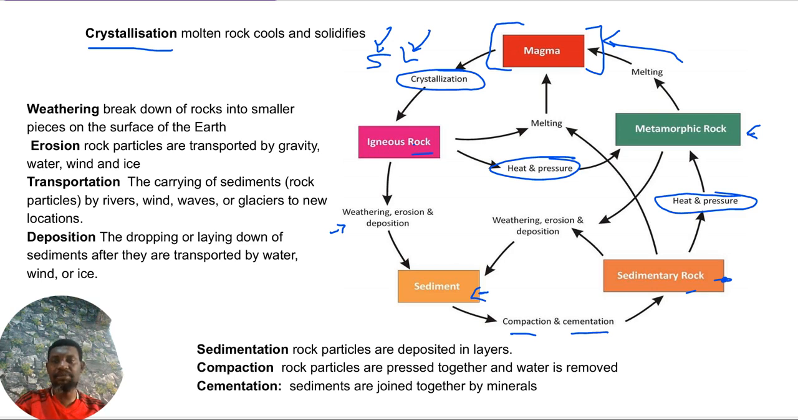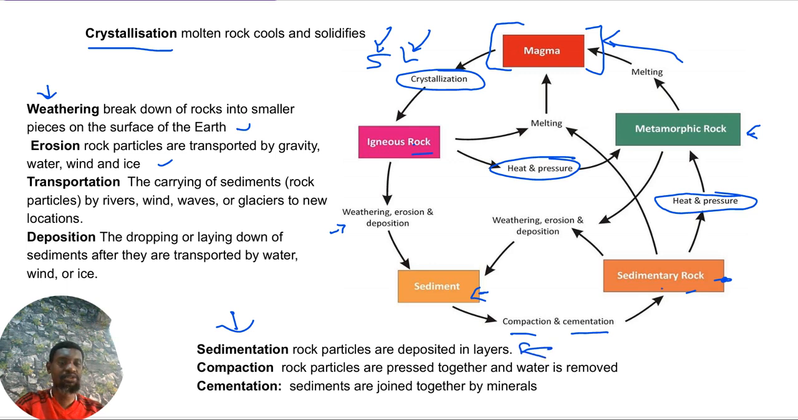Now, let me just run through them. Crystallization is when molten rocks cool and solidify, while weathering is the breakdown of rock into smaller pieces on the surface of the earth, while erosion has to do with rock particles being transported by gravity, water, and ice. That is the transportation of rock particles. Transportation here is the carrying of sediment, which are rock particles, by river, wind, wave, or glaciers to a new location. Deposition is the dropping or laying down of sediment after they have been transported by water, wind, or ice. Then sedimentation here is when rock particles are deposited in layers.